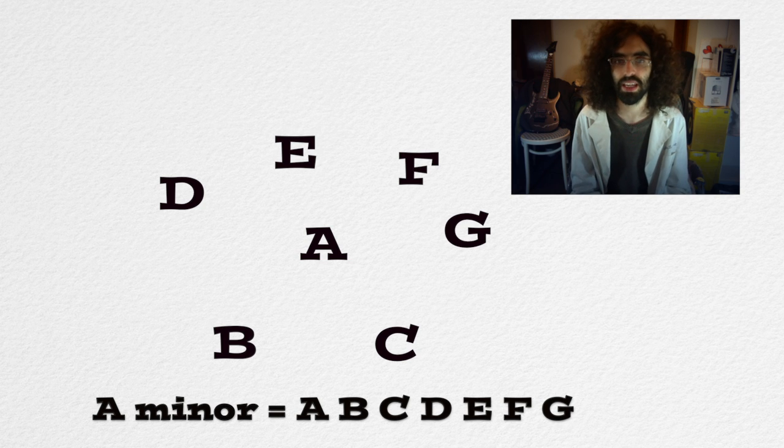And while we're in the key of A minor, A is the tonal center. So in other words, throughout a section of music in the key of A minor, A feels like home base. So here's an excerpt in A minor. You can see how it resolves to that A.